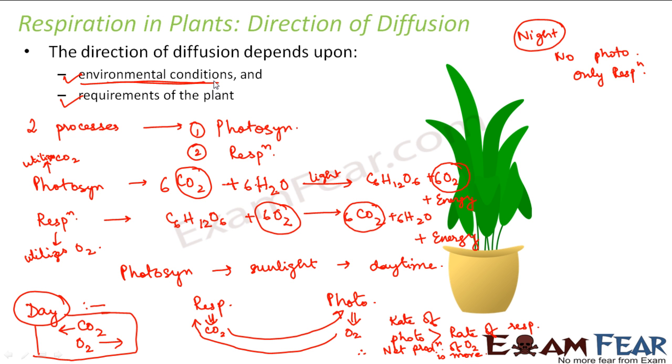And the second is requirements of the plant. That means what does the plant need? If the plant wants to perform photosynthesis, it needs more and more carbon dioxide. If the plant wants to respire, then it needs more and more oxygen. So the environmental conditions and requirements of the plant, these two factors govern the direction of diffusion, which gas will diffuse in which direction. Clear?